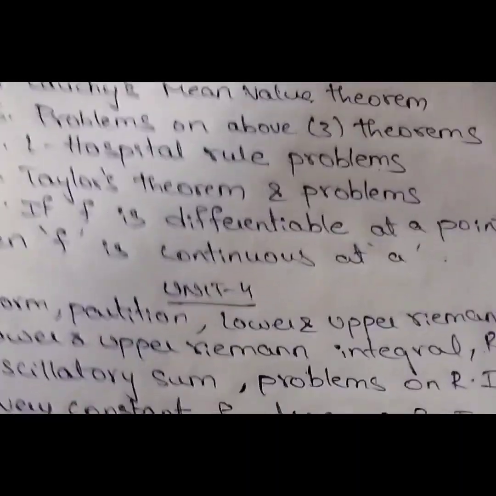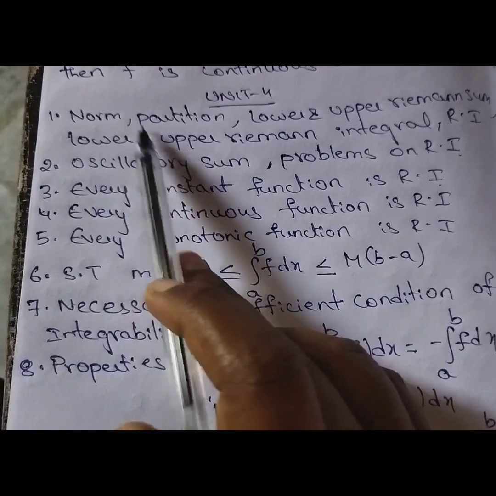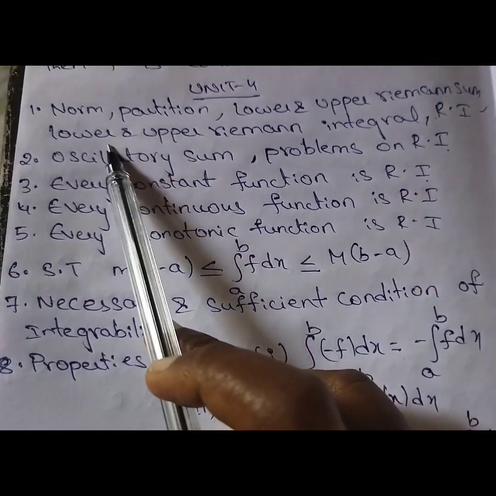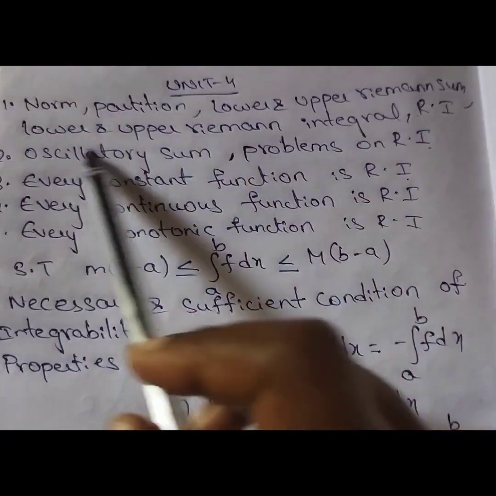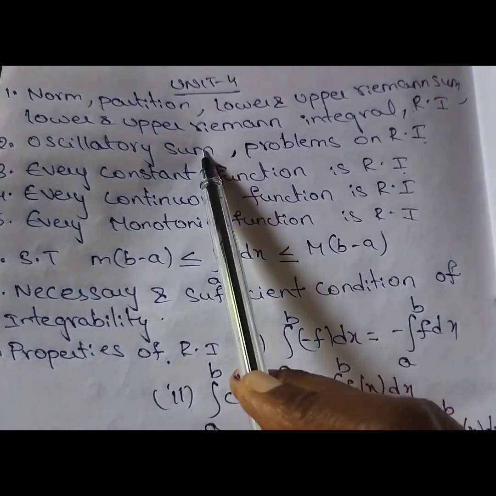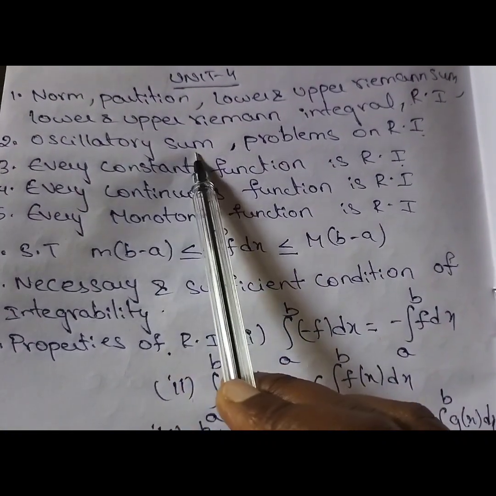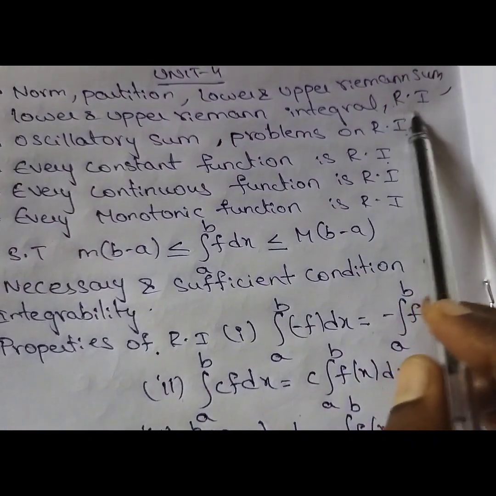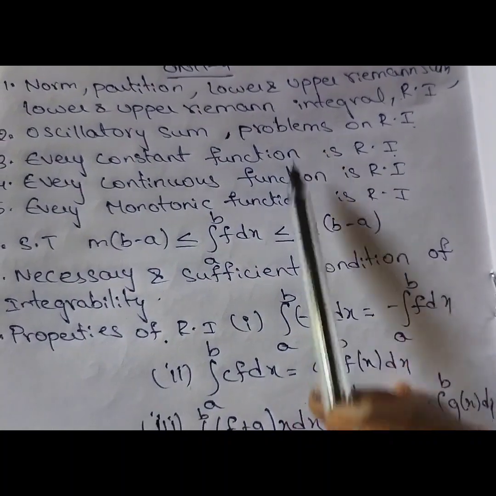Next unit 4. Unit 4, first question: define norm, partition, lower and upper Riemann sum, define lower and upper Riemann integral, or define Riemann integral. This definition you can expect for short answers. Next, oscillatory sum definition also you can expect for short answer. Problems on Riemann integral, or problems on norm, you can expect for short answer.